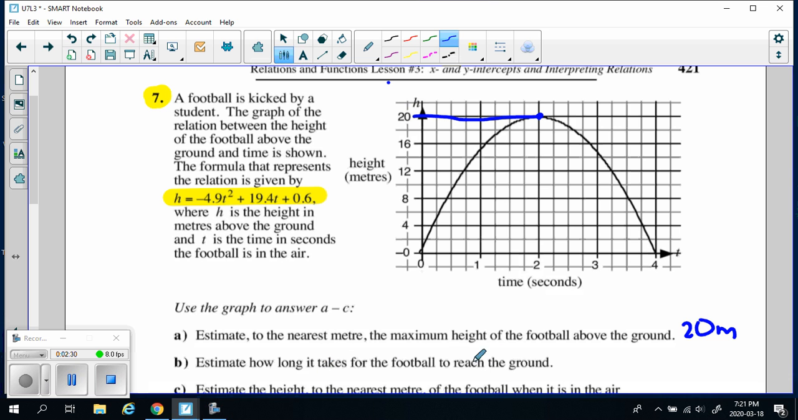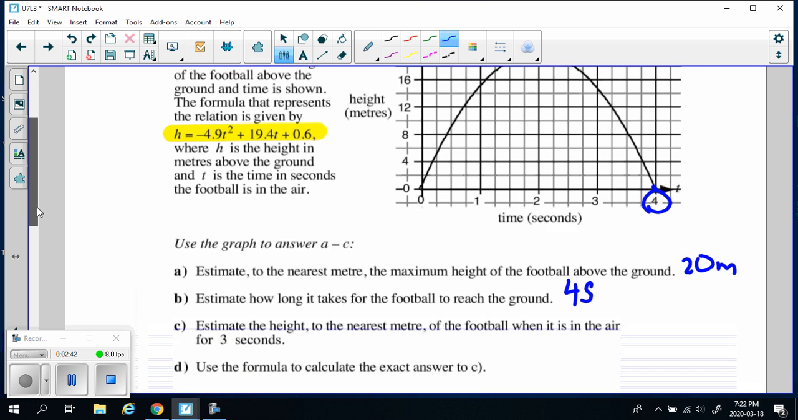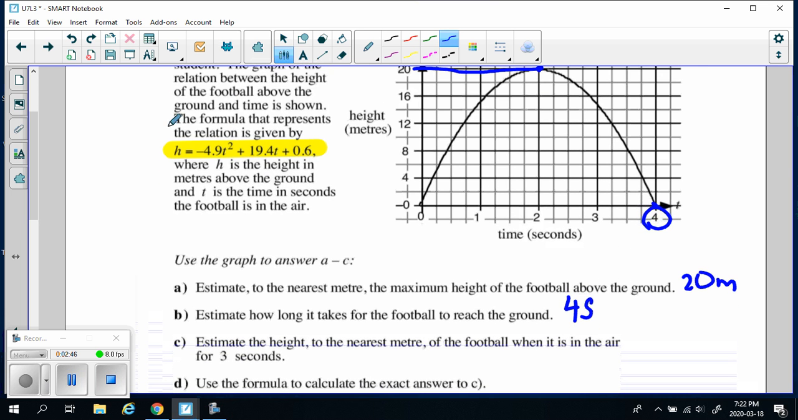Estimate how long it takes for the football to reach the ground. So it started here, and then it goes up, and then back down again. So down here, the time it takes for that to happen is about 4 seconds. The next question says, estimate the height to the nearest meter of the football when it is in the air for 3 seconds. So what we have to do is read off 3 seconds.